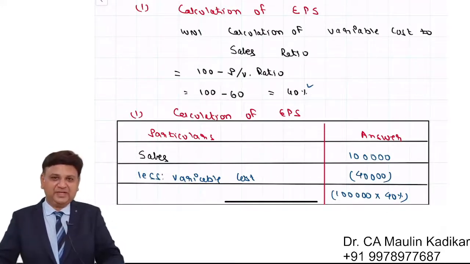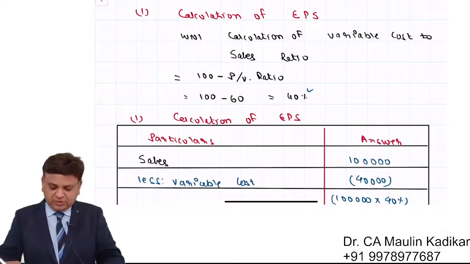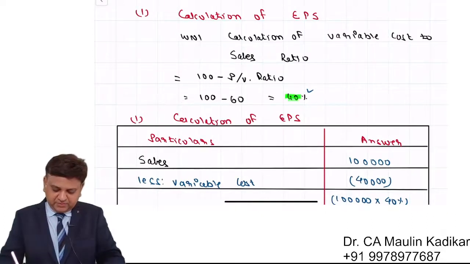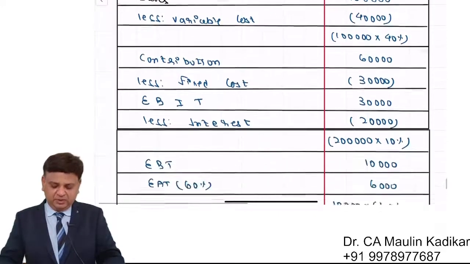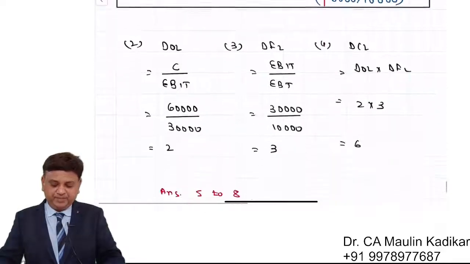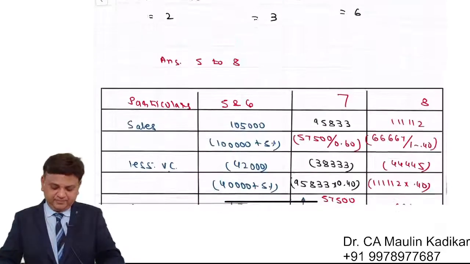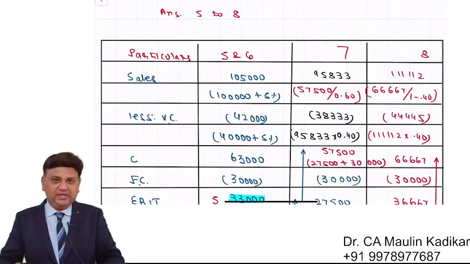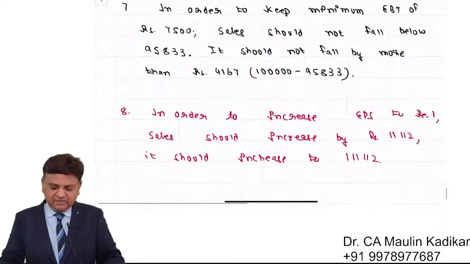So let us have a revision of the entire answer. In the first part of the question, EPS is required to be found. For that we have computed the variable cost to sales ratio, which is 40%. Then we prepare a table to calculate the EPS, which comes to 60 paise. Then there are 3 leverages that we have to find: DOL, DFL, DCL. Then question number 5 to question number 8. In that, 5 and 6 can be done in a single table. For 7 and 8 we have done the entire working, and accordingly we have written a one line answer.